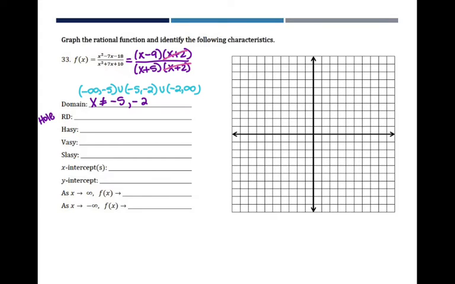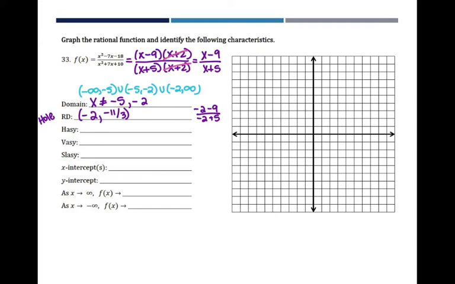So the x coordinate of the hole is going to be -2. And to find my y coordinate, I'm going to take that x coordinate and plug it into my leftover function, which is (x minus 9) over (x plus 5). So I'm going to take -2 minus 9 over -2 plus 5. And what's that give us? That gives us -11 over 3. So my y coordinate is -11 over 3.